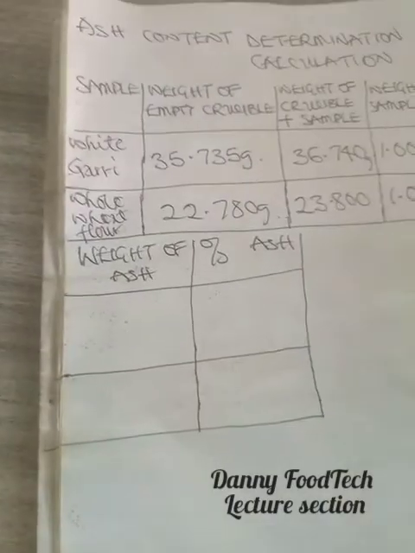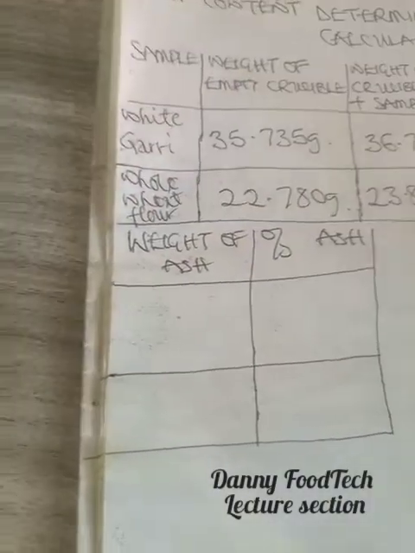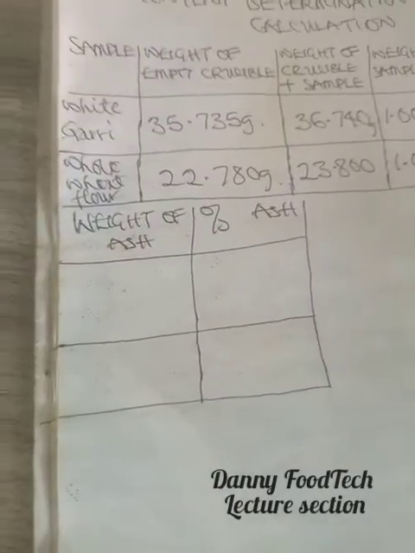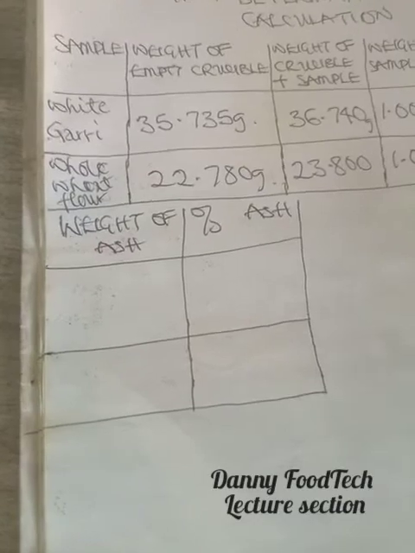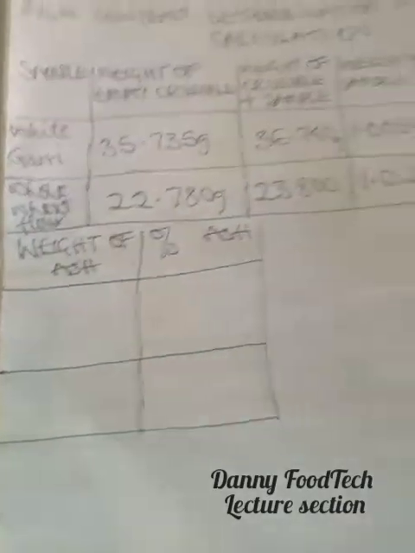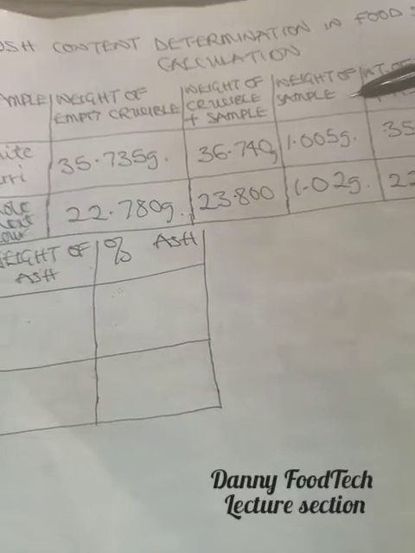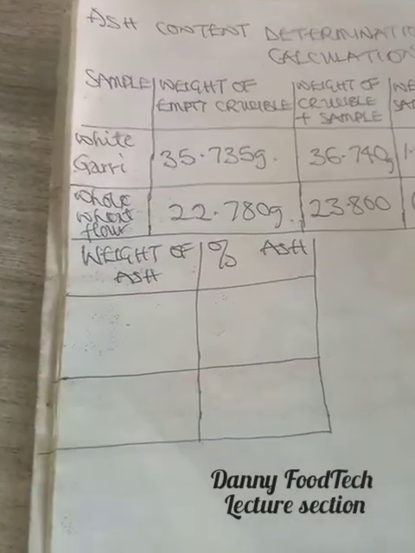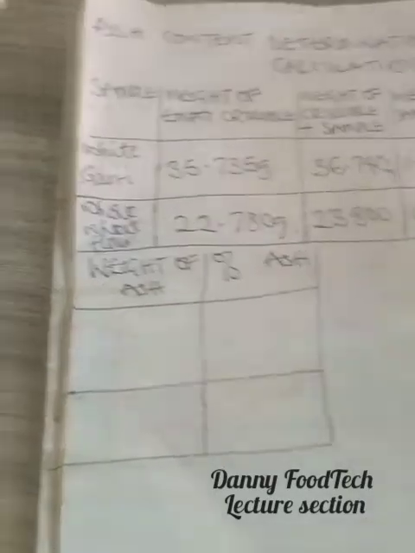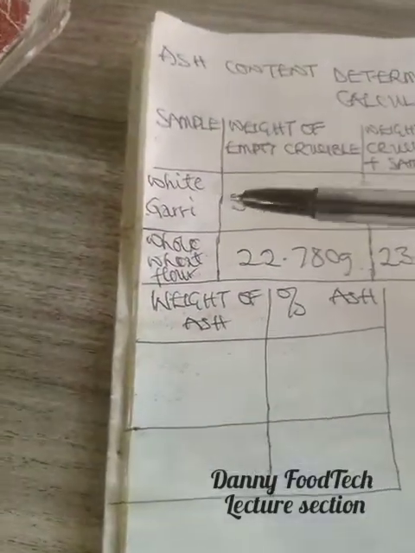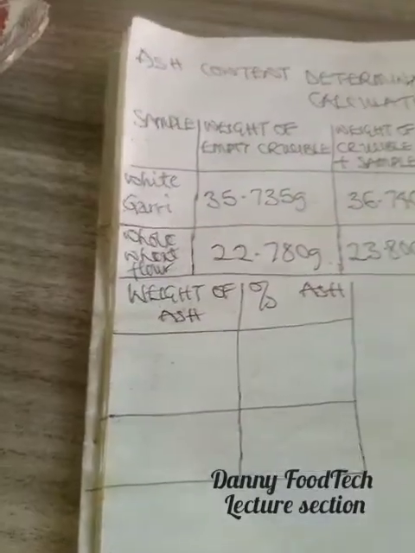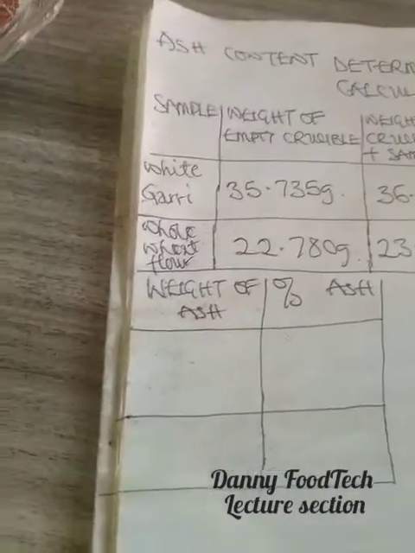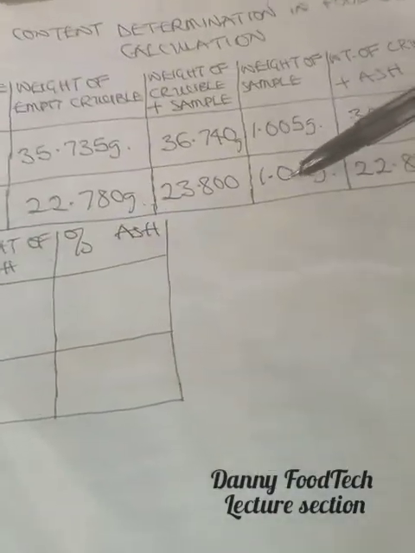What is the next thing you do? You add the sample into the crucibles. Before you add the sample into the crucible, you have to measure and know the weight of the respective samples. For white gari, the weight was 1.005 grams, and you add it into the crucible. For whole wheat flour, you add 1.02 grams into the crucible.